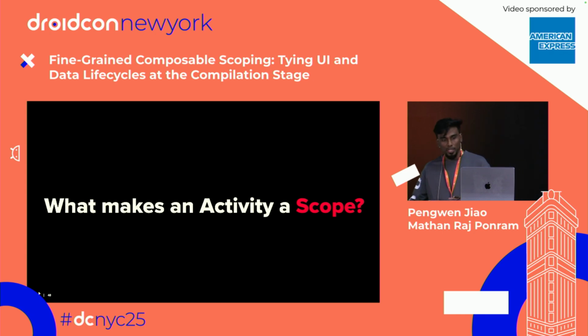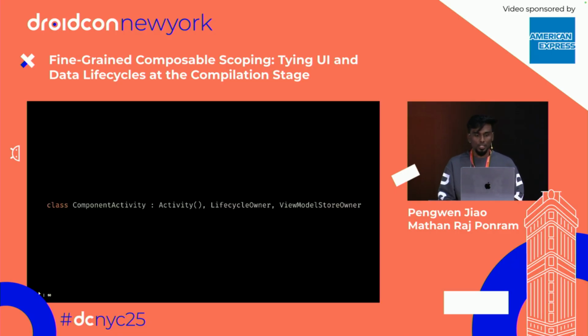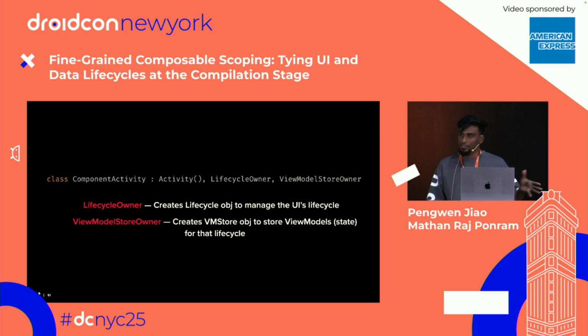To build composable level scopes, we need to know what a scope looks like, right? How did an activity become a scope? Let's see the definition. This is the definition of ComponentActivity, which extends Activity, but also implements LifecycleOwner and ViewModelStoreOwner, right? LifecycleOwner is going to help us create lifecycle objects to manage the UI's lifecycle. It doesn't have to be an activity. It doesn't have to be a fragment. It can be anything that manages a UI's lifecycle. Also, similar to that, ViewModelStoreOwner is going to help us create a view model store object that is in turn going to help us create view models where we can hold the state, right? For that lifecycle that we were just talking about, right?